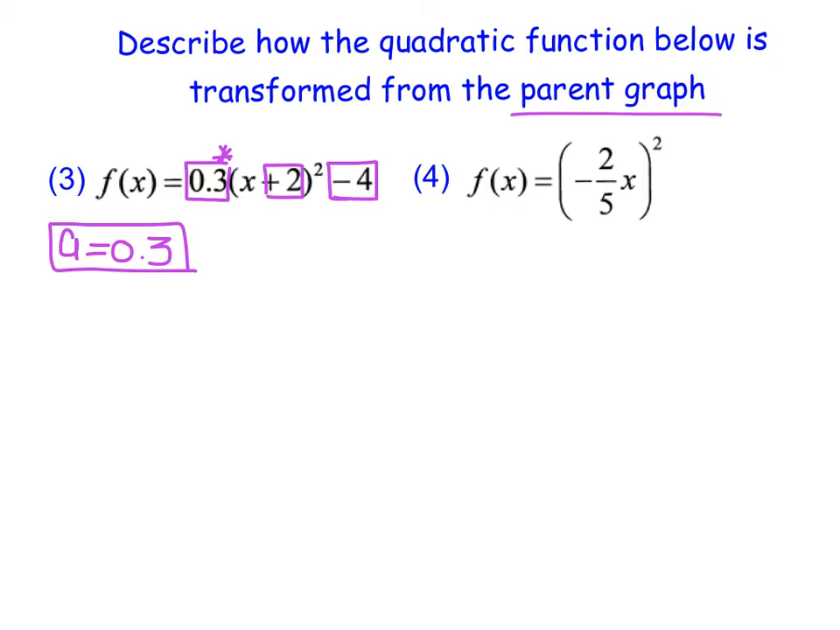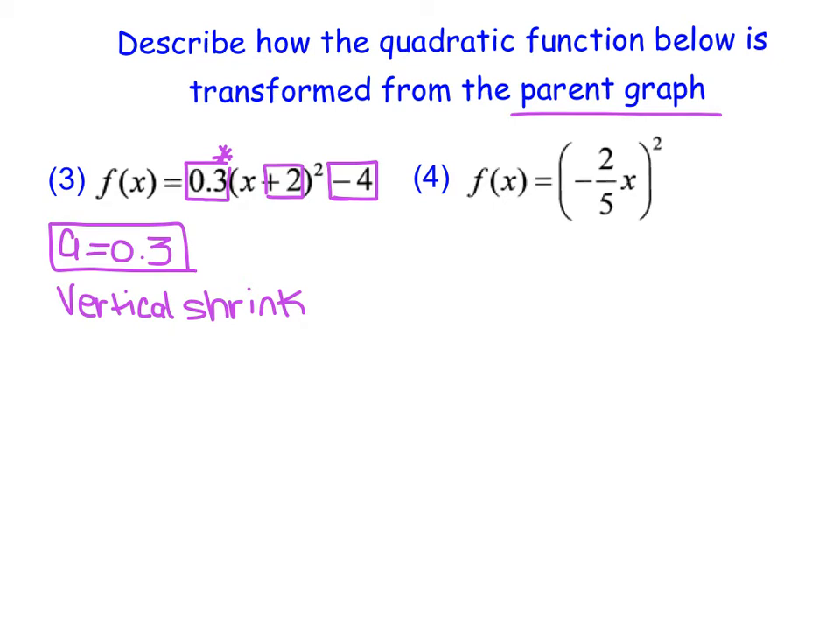And 0.3 is less than 1, but more than 0. So here what's going to happen is I'm going to have a vertical shrink because it's going to make the graph 0.3 times as tall, so it's going to take it down a little bit. It's a vertical shrink by a factor of 0.3.